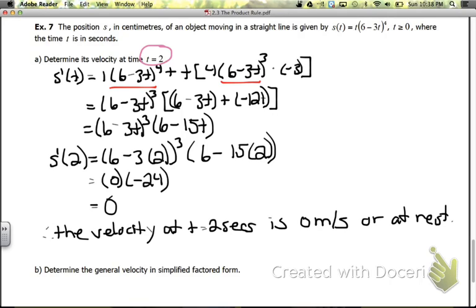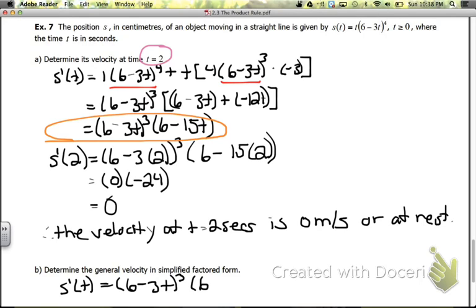Now in part B, we want to determine the general velocity in simplified factored form. Well, guess what? We have already done all that work, and this is our factored form for our velocity. So we can just go ahead and write that down for B. s prime of t is equal to (6 minus 3t) cubed times (6 minus 15t). So if you wanted to look at any position for t at any time, you can now say, I wonder what it is at 4 seconds. Put in 4 for your t value, and you'll know what the velocity is.